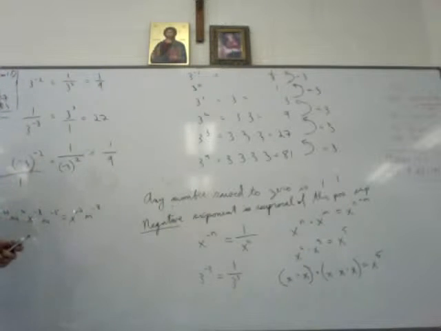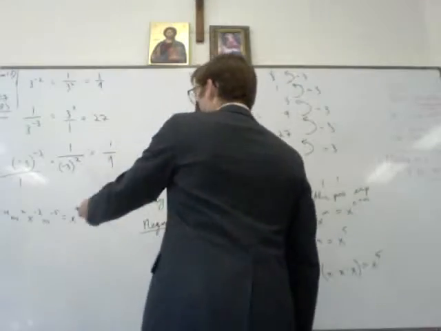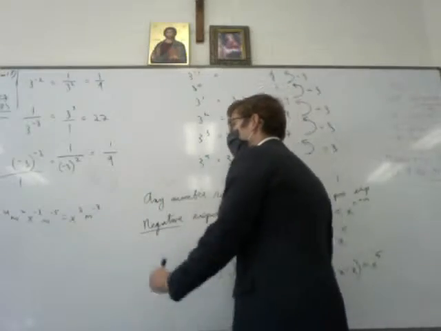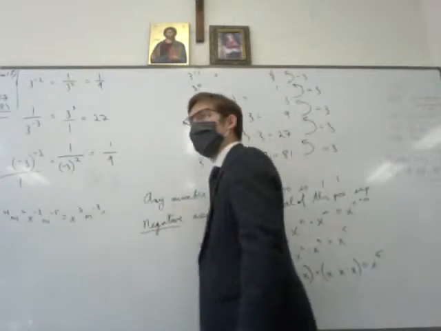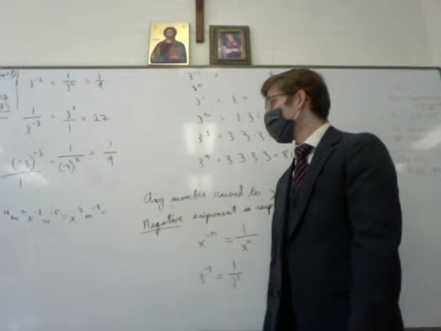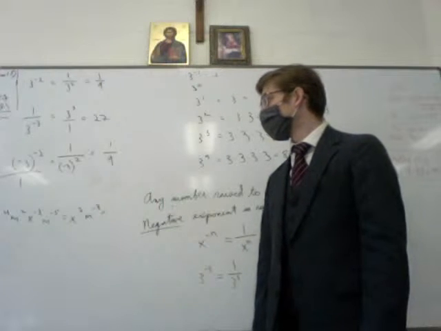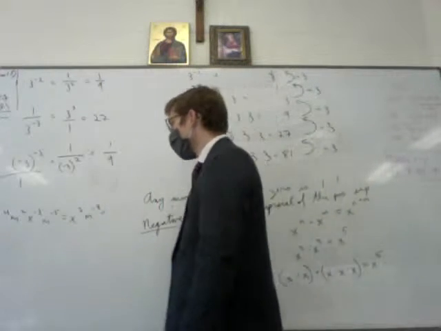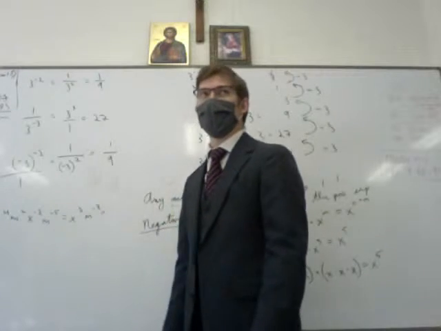M squared times m to the fifth, 2 plus negative 5 gives us negative 3. What's another way we could write this? X squared times m to the negative 3. Anyone? 1 over m cubed. Well, we don't want to make any more negative exponents.